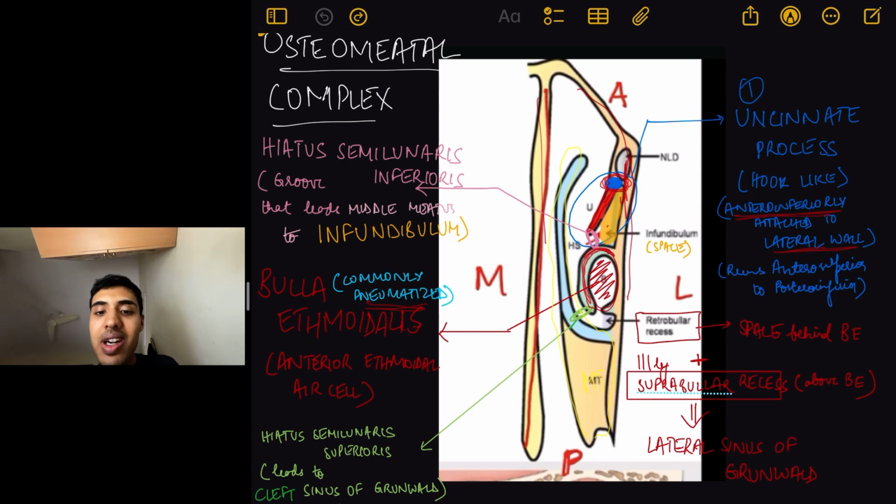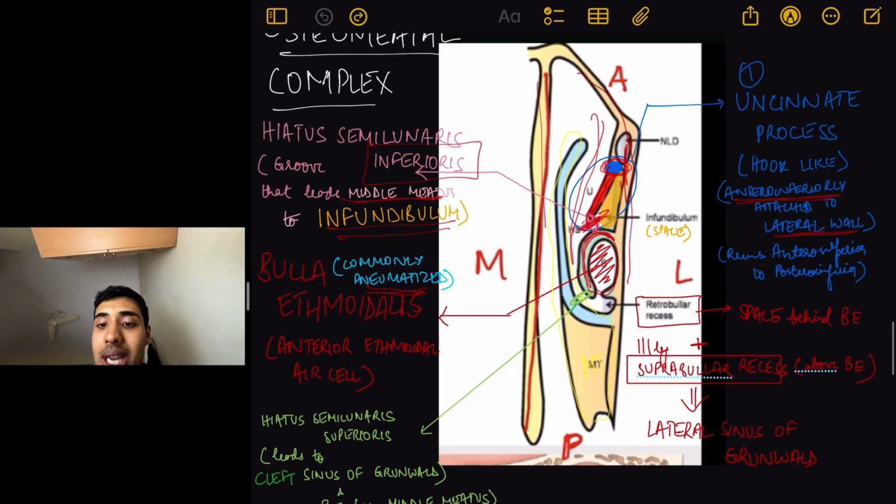Then this infundibulum communicates with the middle meatus. This whole space is the middle meatus, right? Basically, the part underneath the middle turbinate is a middle meatus, but it runs upward as well. So the middle meatus communicates with this infundibulum through this pink gap that I've drawn, that is hiatus semilunaris inferioris. It is a groove that leads the middle meatus into the infundibulum. So this is one more component. Infundibulum done, hiatus semilunaris inferioris done, uncinate process done, bulla ethmoidalis done.